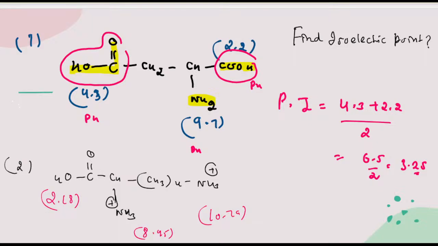Some time for you, and please answer this. And the last one is 7.9, okay? If it's not visible clearly, it is 7.9. What is the isoelectric point here? Please answer at least.